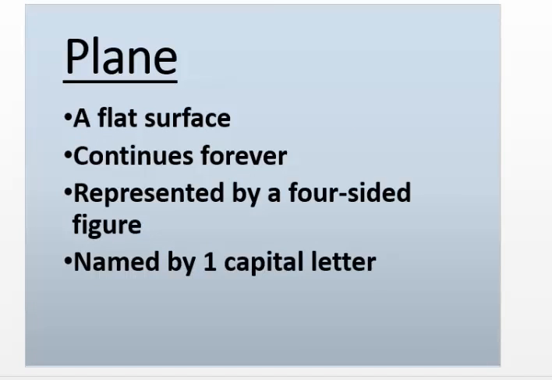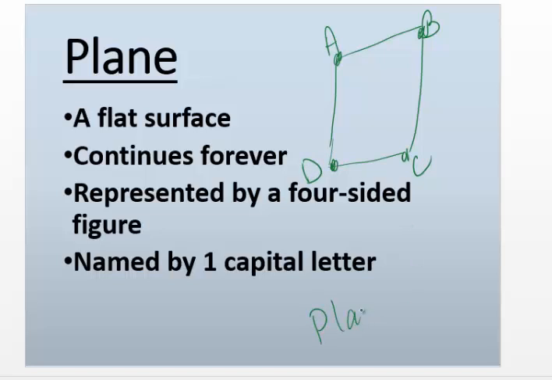So the next word we're going to talk about is plane. A plane is a flat surface that continues forever in all directions. It's represented by a 4-sided figure, and it's named with 1 capital letter, but most of the time you're going to see planes named with more than 1 letter, and they'll go clockwise. A, B, C, D. So this could be plane ABCD. Or it could be BCDA.